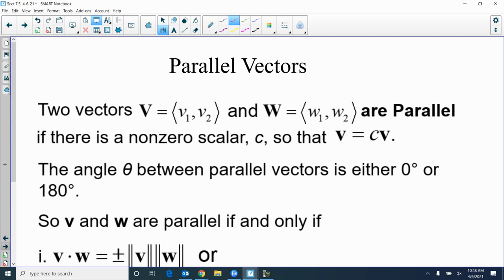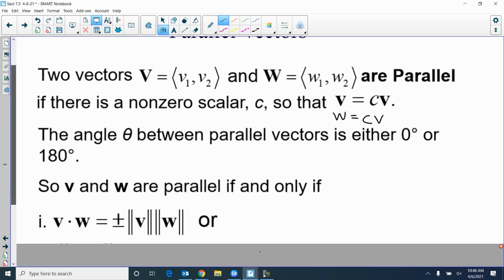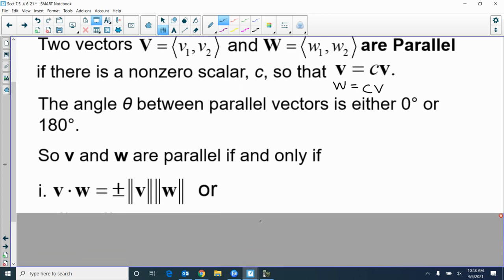What he did was he doubled both the 3 and the 2 and made it 6, 4. Well, if you multiply it by 3, or by a half, or even -2, it works. So two vectors V and W are parallel if there is a non-zero scalar C so that V equals C times W. The angle between parallel vectors is either 0 or 180 degrees. So V and W are parallel only if this is true.